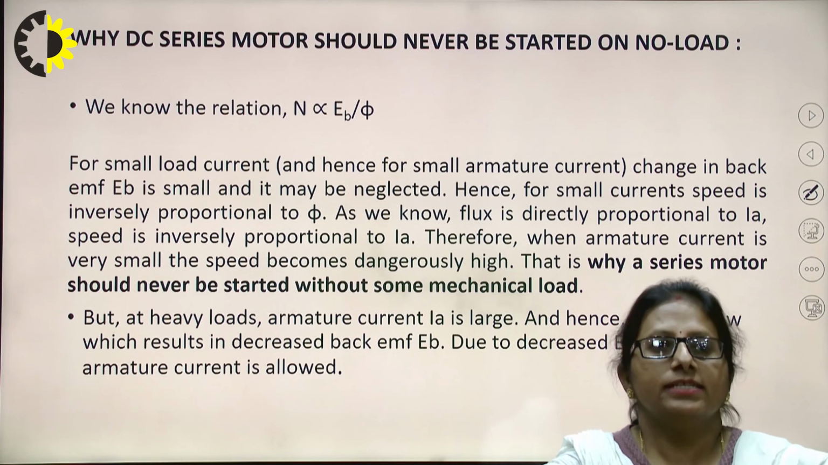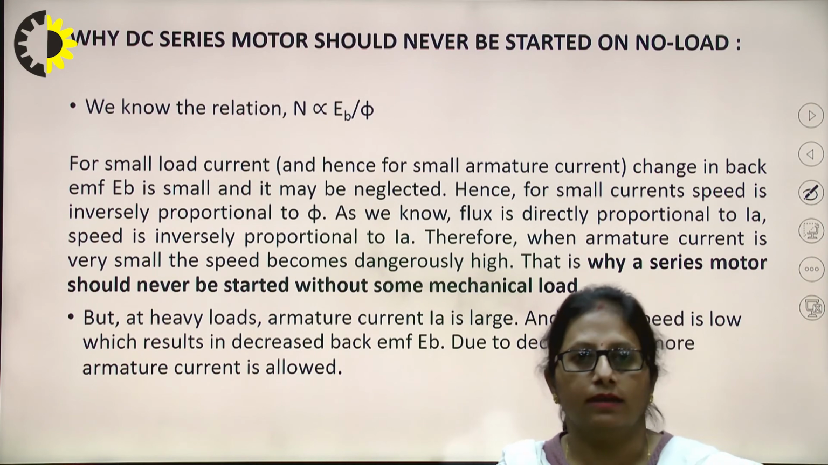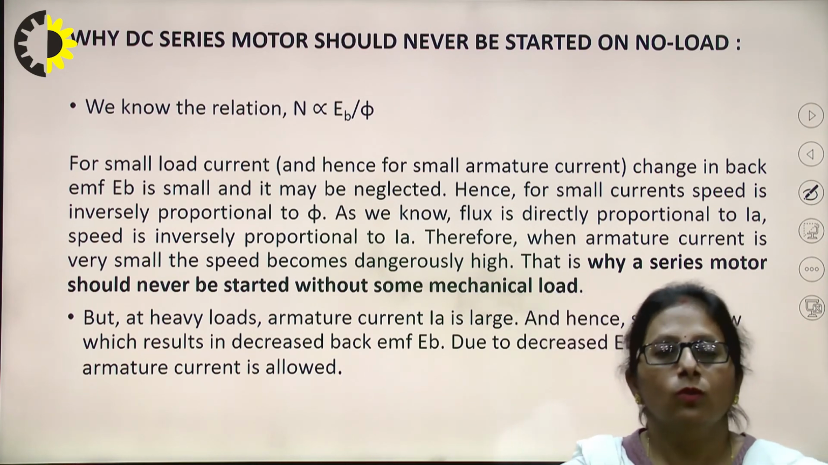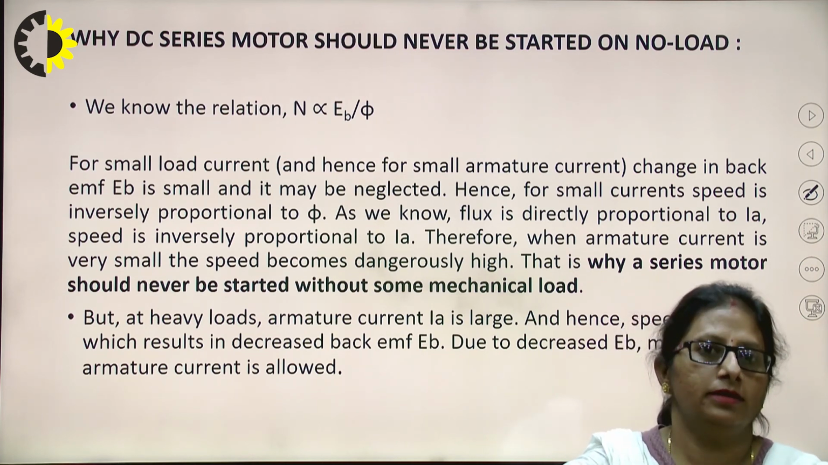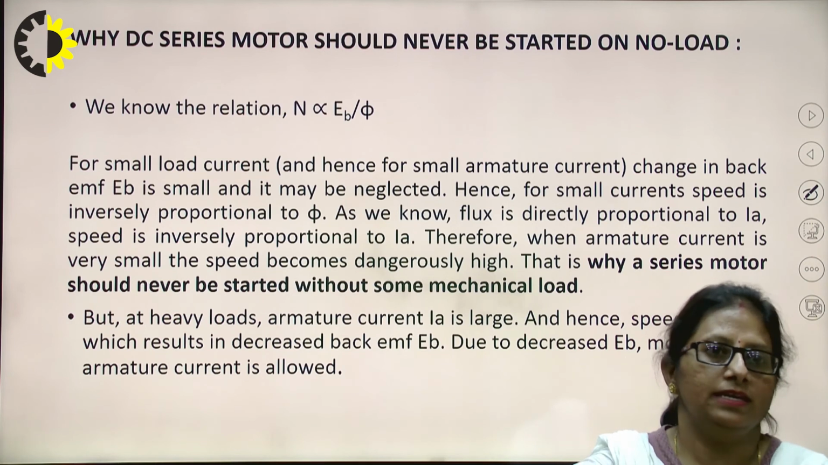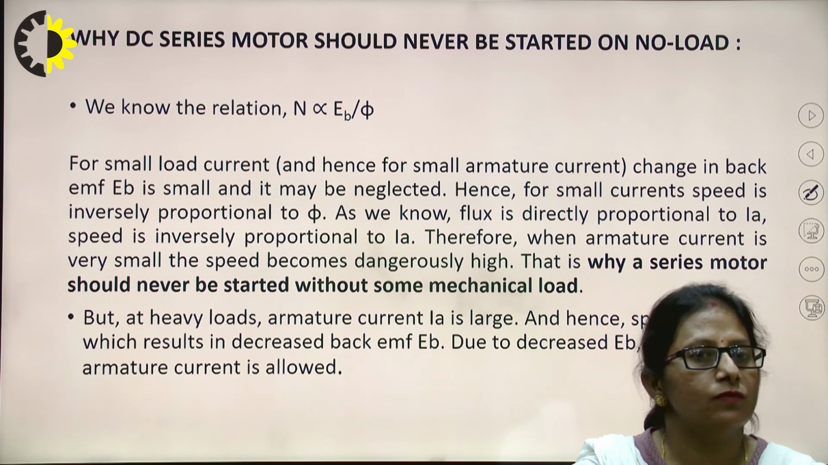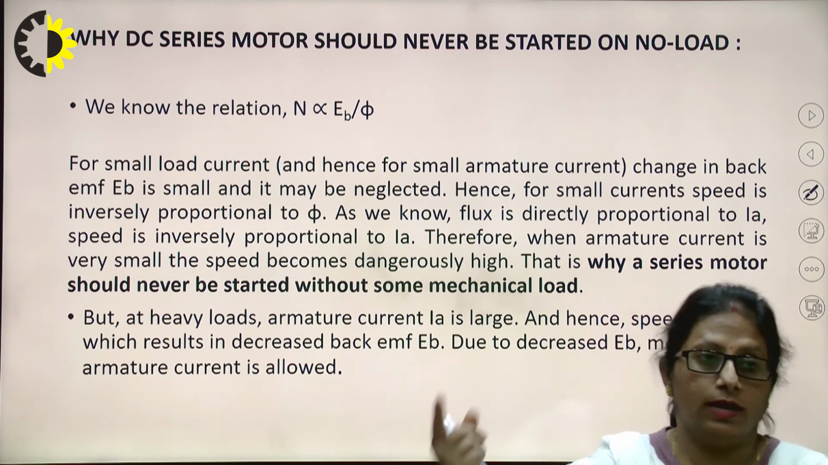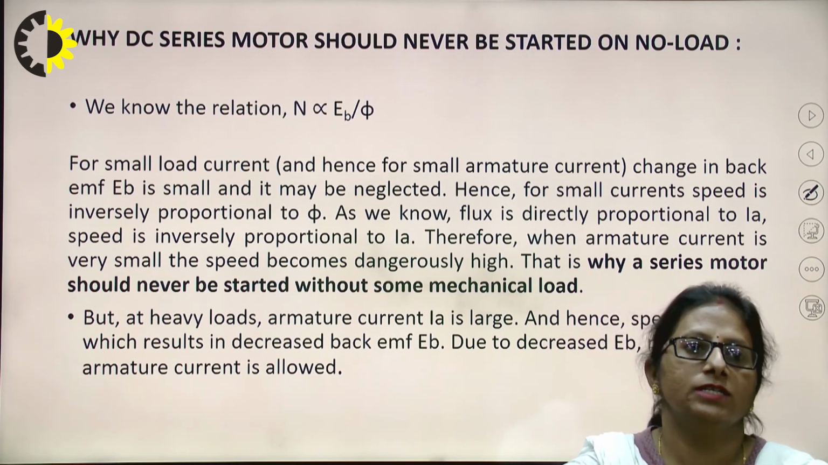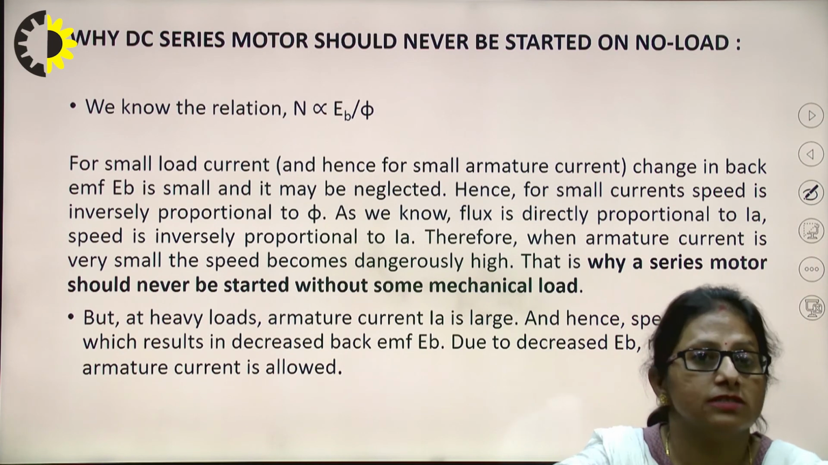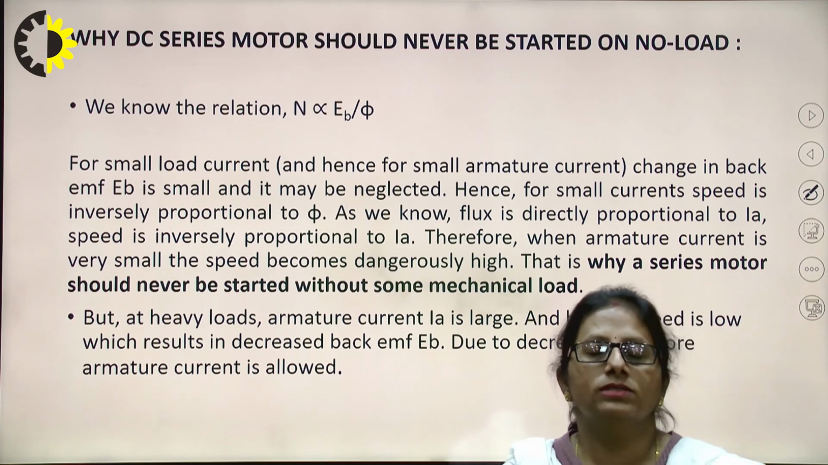Now, there is a very important question which says why a DC series motor should never be started on no load. We know the relation that the speed is proportional to back EMF by flux. For a small load current, the change in the back EMF EB is small and it may be neglected. Hence, for a small current, speed is inversely proportional to flux. As we know, the flux is directly proportional to the armature current, so the speed is inversely proportional to armature current. Therefore, when the armature current is very small, the speed becomes dangerously high. That is why a DC series motor should never be started without some mechanical load.